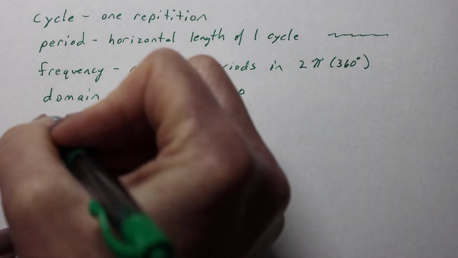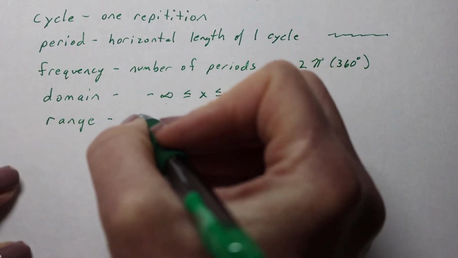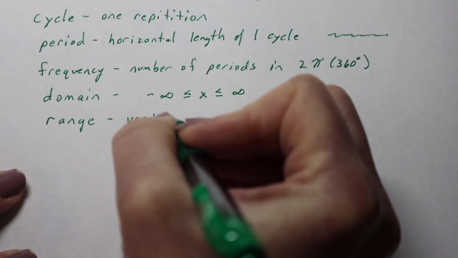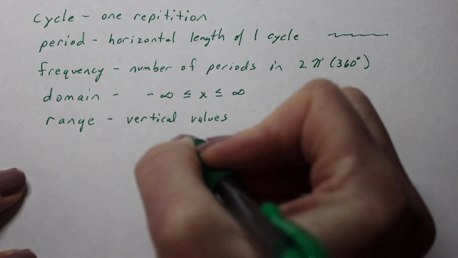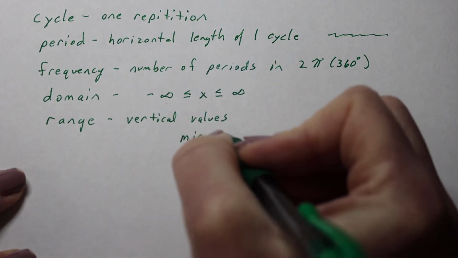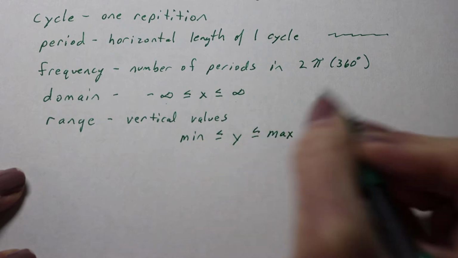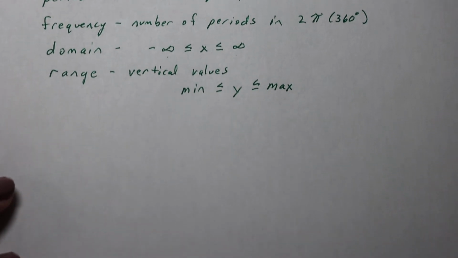And finally, the idea of range. Range has to do with vertical values. So it's going to be a minimum value is less than or equal to y, which is less than or equal to a maximum value. So that takes care of the vocabulary that we're going to be working with for this unit.